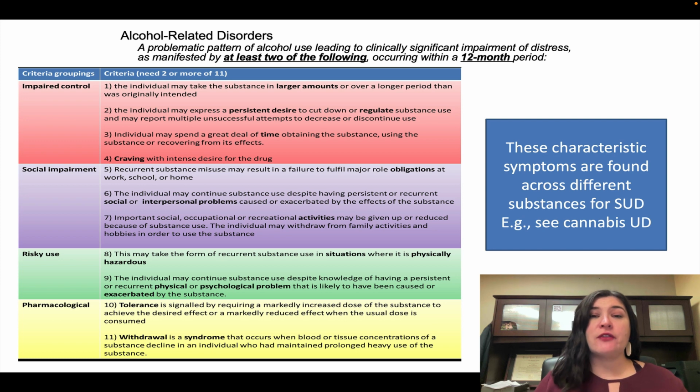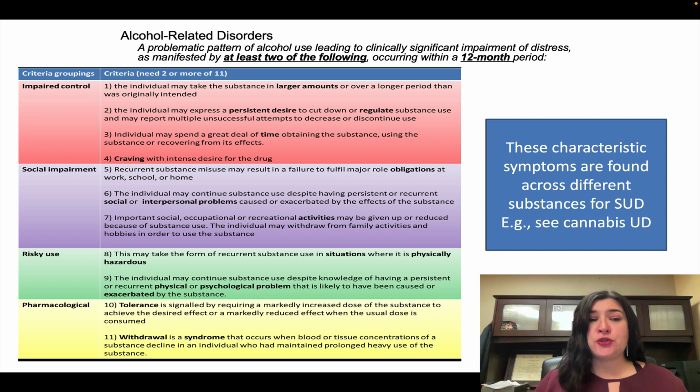Now, this can look very similar among all other substances, for which I will give you an example of cannabis use disorder. There are 4 different criteria groupings for the 11 different criteria. So the first one is impaired control. This can be individuals taking larger amounts over a longer period of time, or they're having difficulty regulating their substance use with a desire to quit or cut down. And this is also where craving with an intense desire to use this drug can come from.